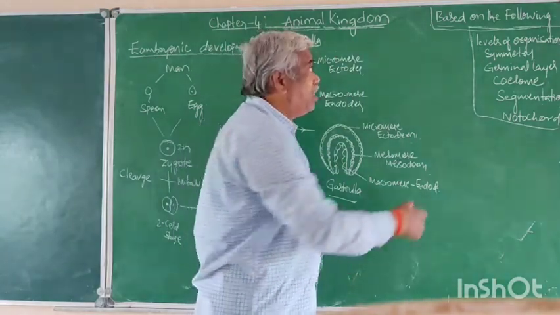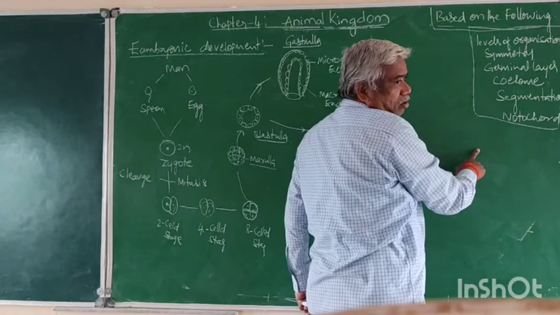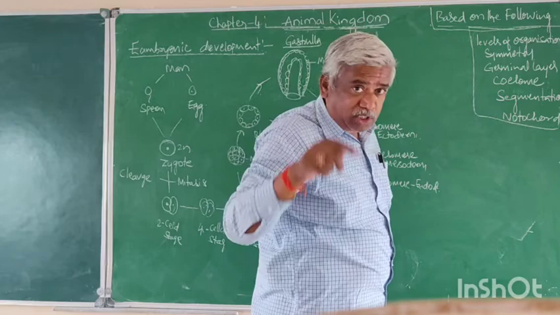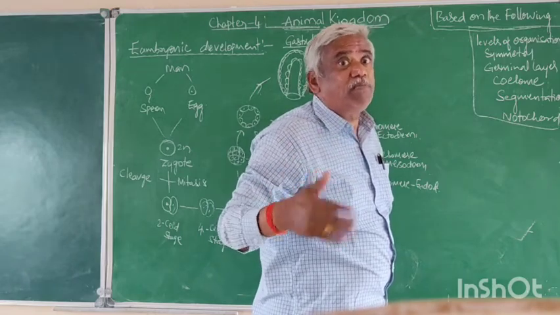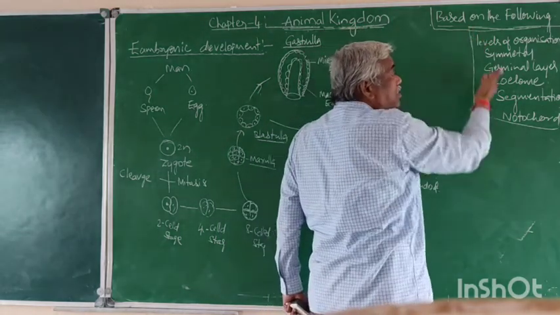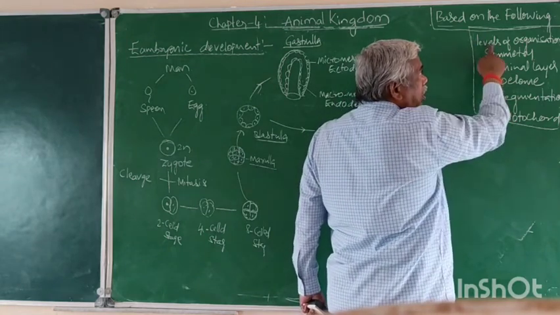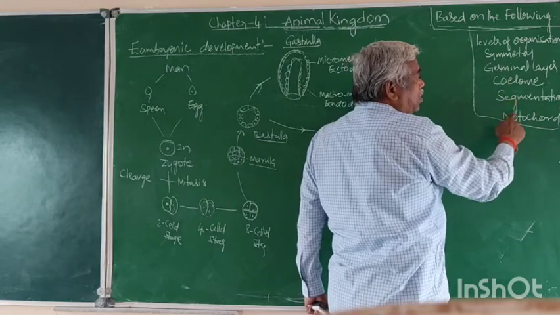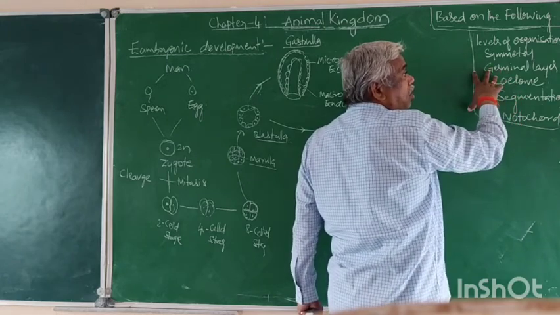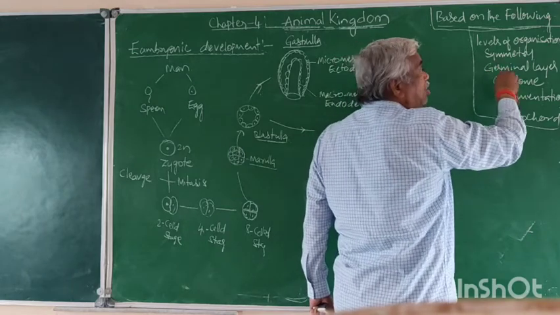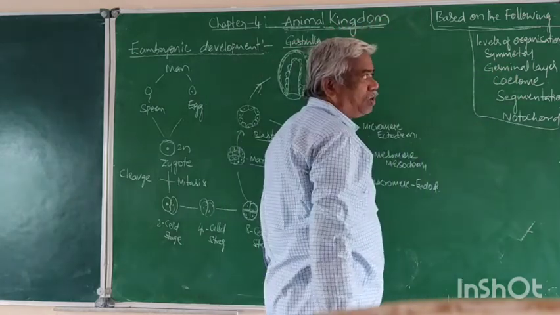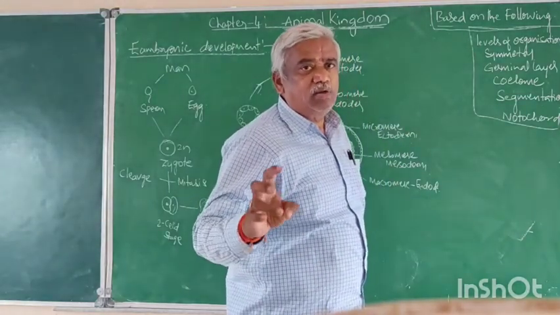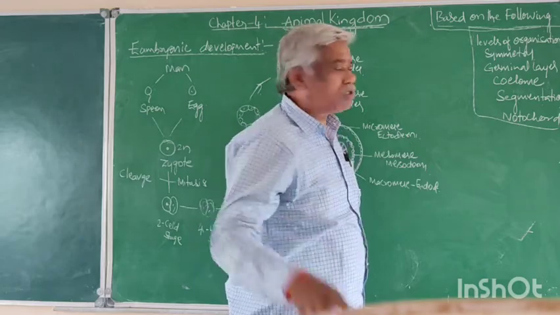That classification is based on the following reasons. I am revising and remembering the basis of classification: levels of organization, symmetry, germinal layers, pseudocoelom, segmentation, and so on. These are the characters involved in the classification of the animal kingdom. Level of organization has four levels: cellular level, tissue level, organ level, and organ system.